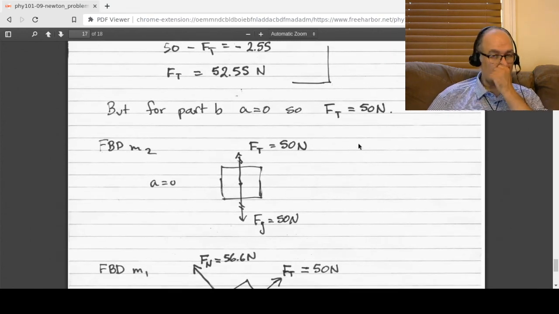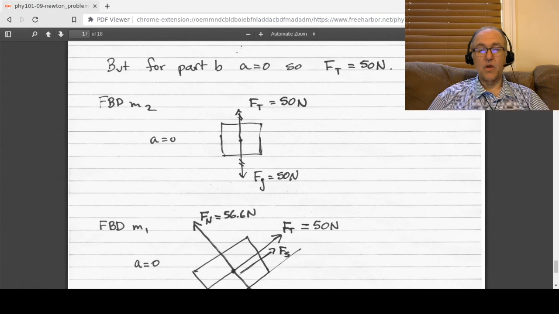It'll turn out that in part B, because the acceleration is zero, FT will have to be 50 newtons. You can see that if you do the free body diagram for number two. Here's M2, the mass that's dangling. It has a weight of 50 newtons, that's M2 g, and M2 was 5, so 5 times 10 is 50 newtons. That means FT must be 50 newtons. Why? Because M2 is not accelerating at all, and therefore FT must exactly match FG so the two cancel to give no net force and no acceleration.